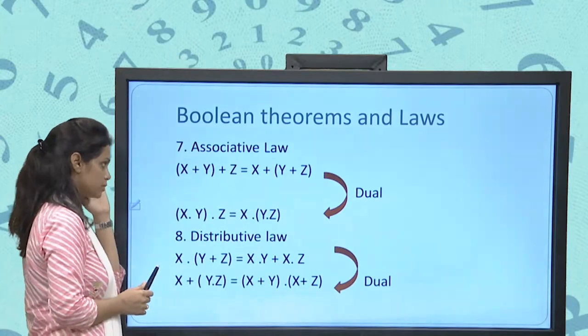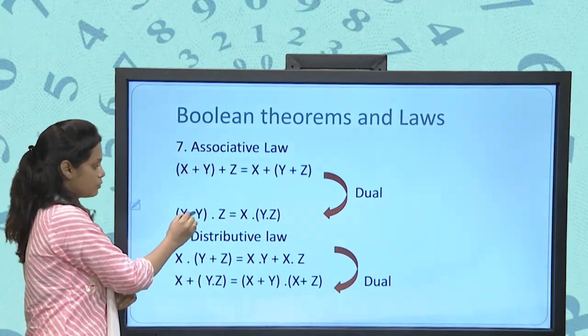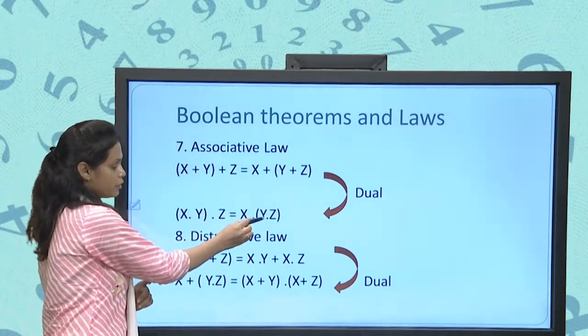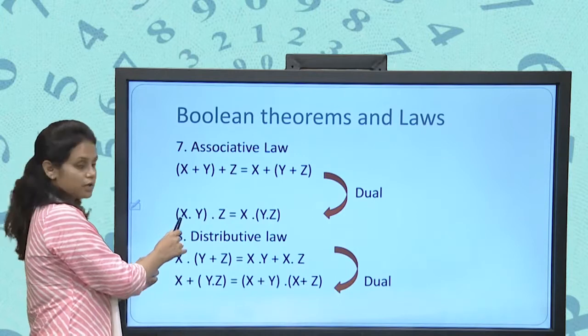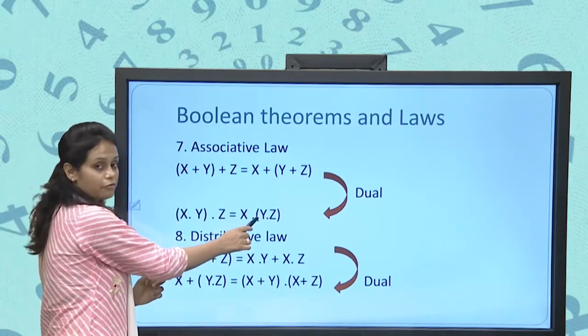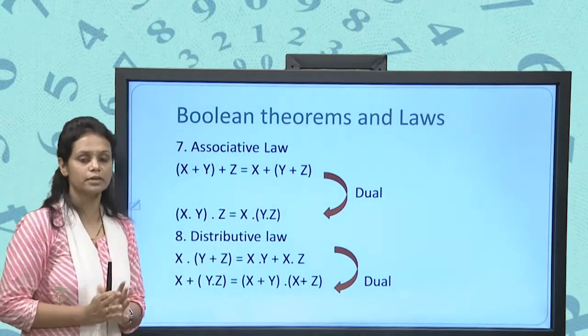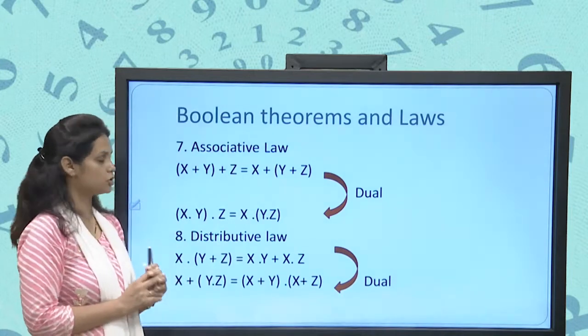What is the dual of this? The dual of this is plus replaced by dot. So, x dot y dot z equals x dot y dot z. What is the difference among these two? In this case first we will perform x dot y, and in the next case first we will perform y dot z. In both cases our answer will remain the same. Okay. This is the associative law.